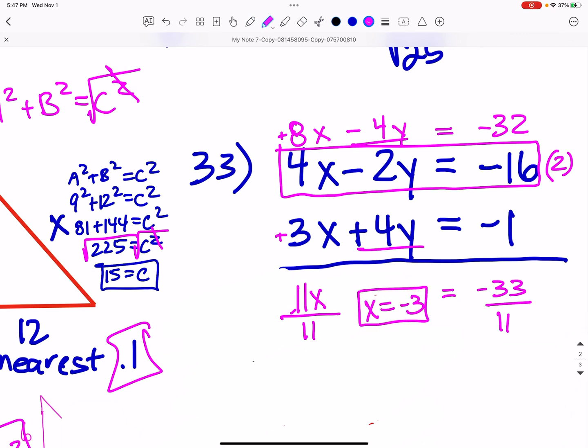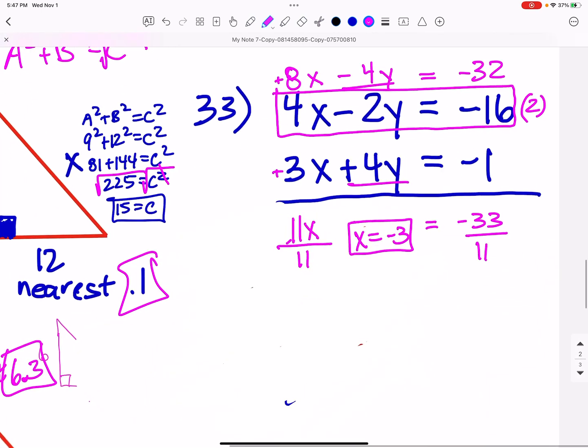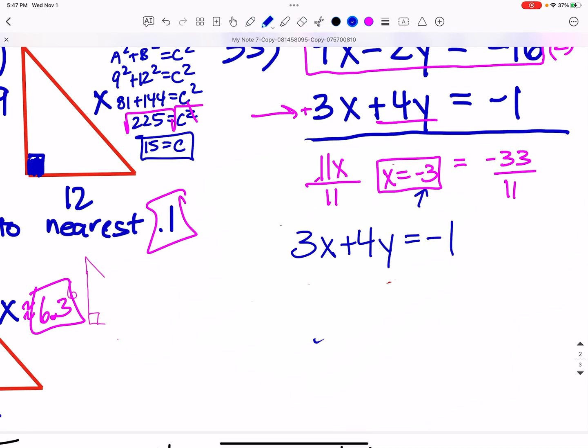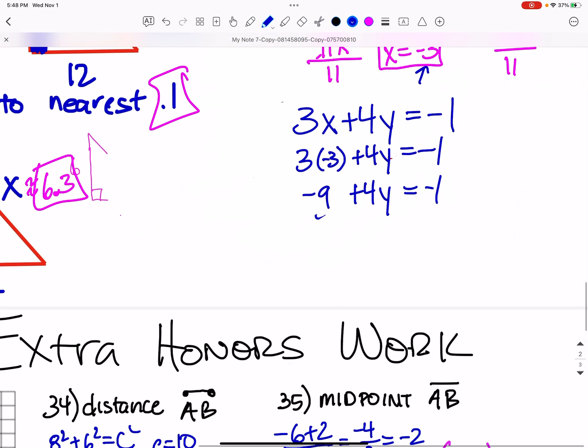So we're done with that one. Now I'm going to have to look at which equation do I think is easiest to work with. I think probably this one is. So 3x's plus 4y's equals -1. Okay, but I know x's are -3, so now I can get rid of x and plug in -3. So 3 times -3 is -9 plus 4y equals -1. Okay, let's see. I'm going to add 9 to this side to move it over with its number, buddy.